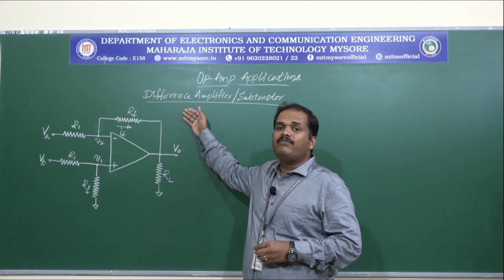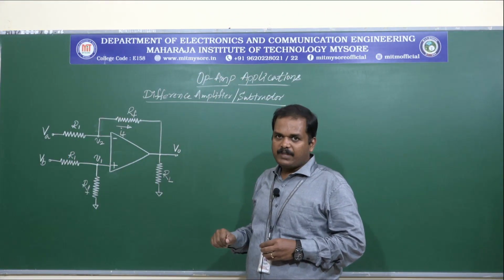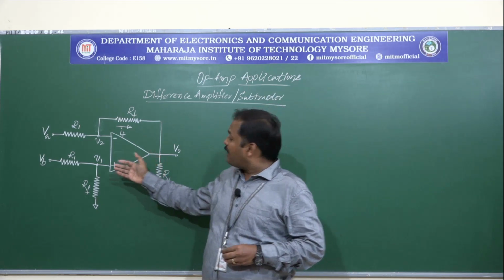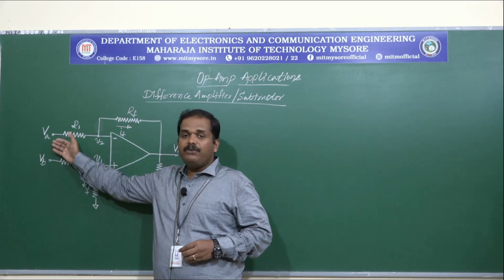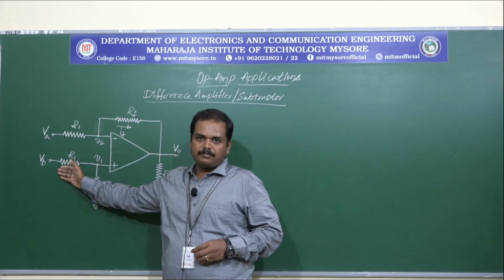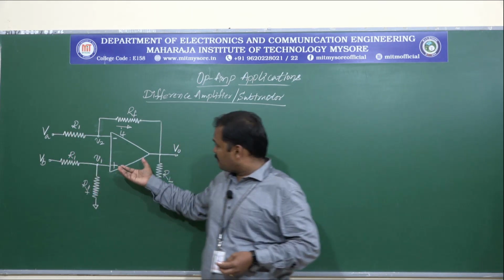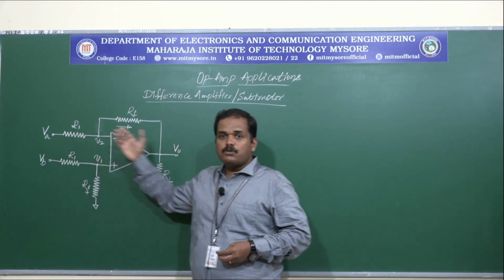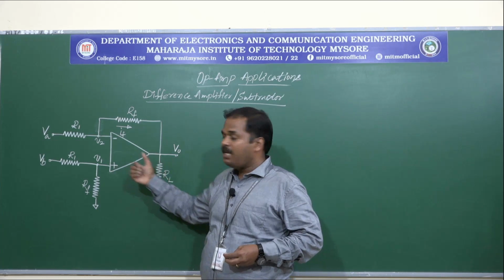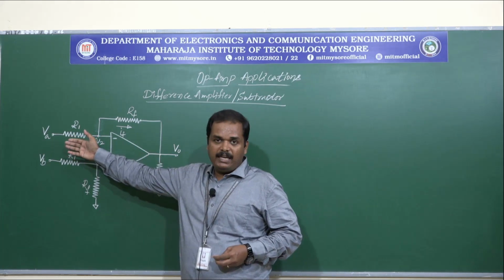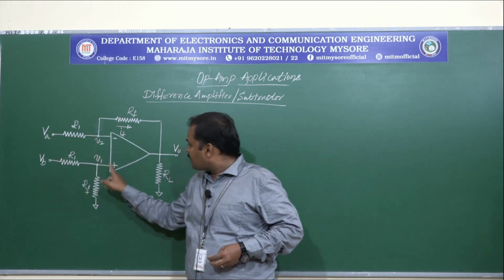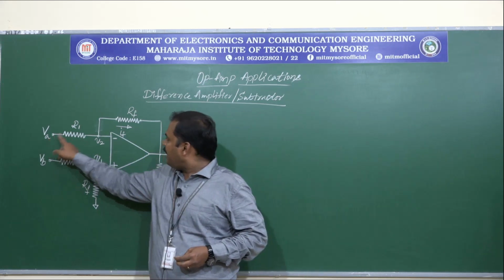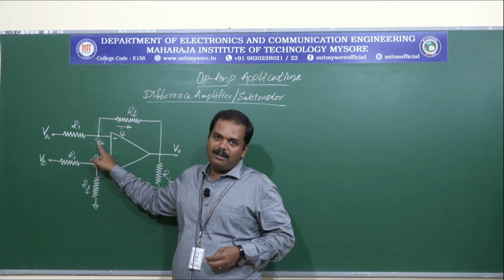The difference amplifier or subtractor. As we can see here in the circuit, the difference amplifier has two inputs, VA and VB. So essentially this circuit would be providing the difference of these two signals. So V0 is expected to be VB minus VA, as VB is connected to the non-inverting terminal V1 and VA is connected to the inverting terminal V2.